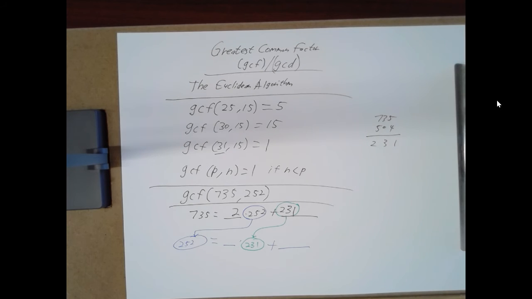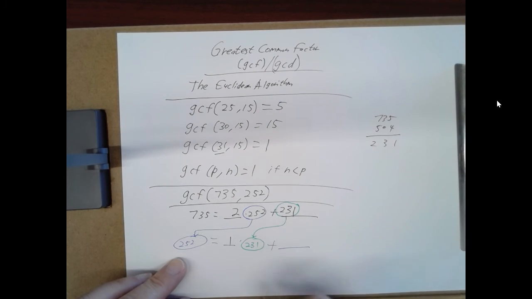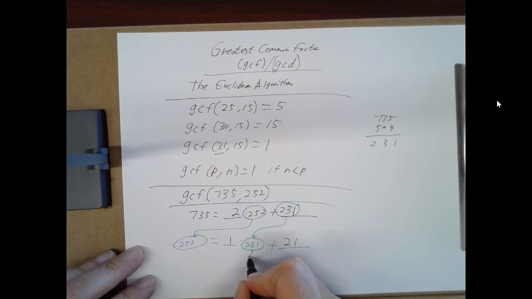In other words, repeat the process. Try to write 252 as something times 231 plus some remainder. So 231 will go into 252 once, and the remainder will be 21. All right, same thing. Copy this over here, and write 231 equals something times 21 plus something.